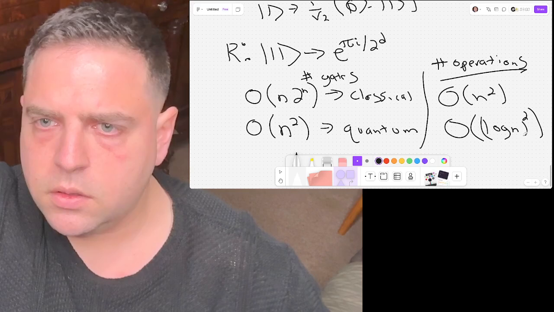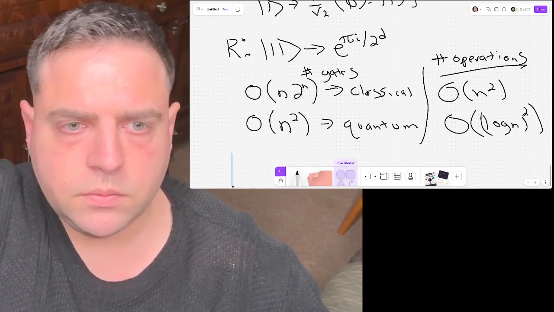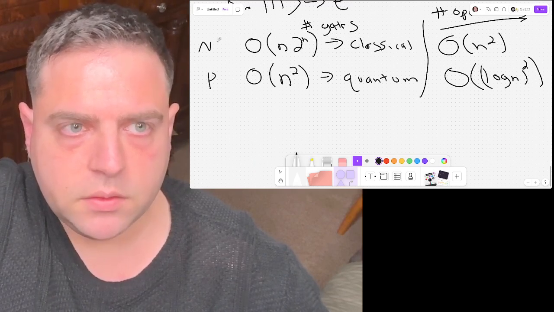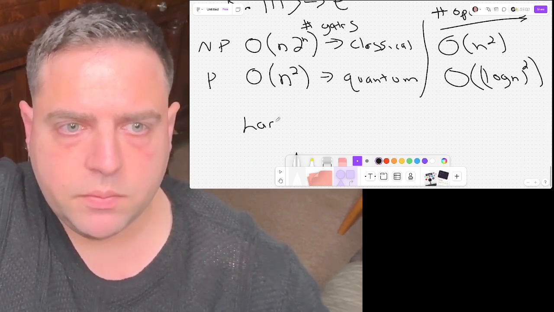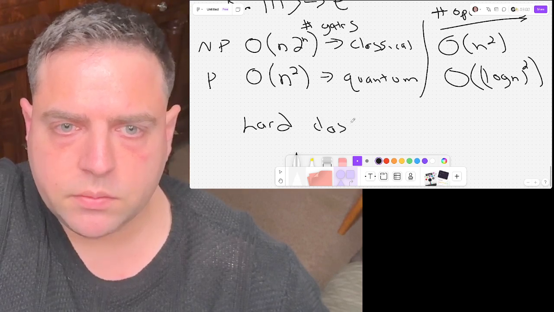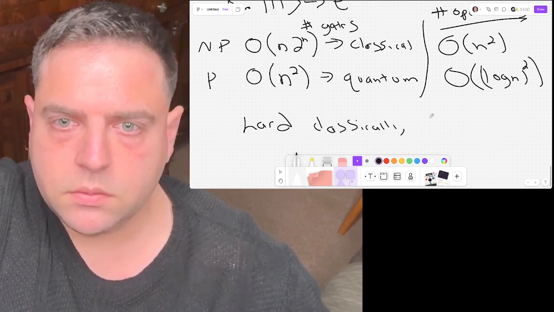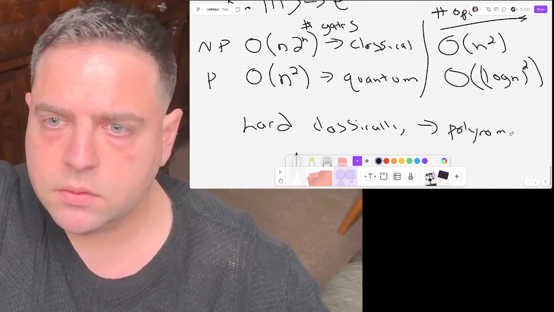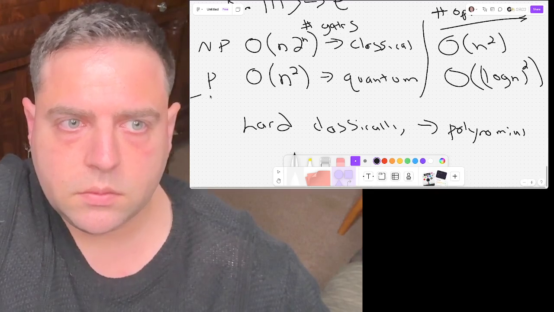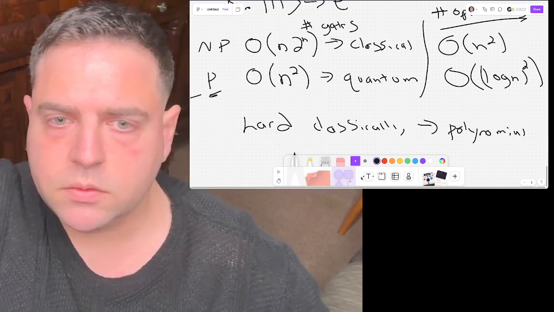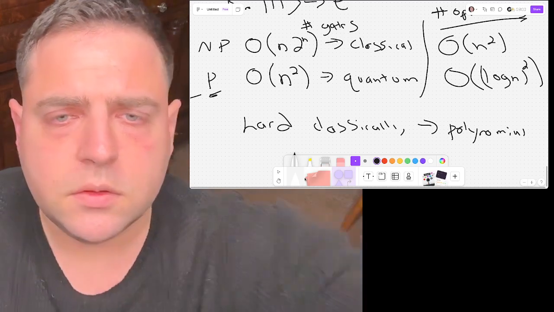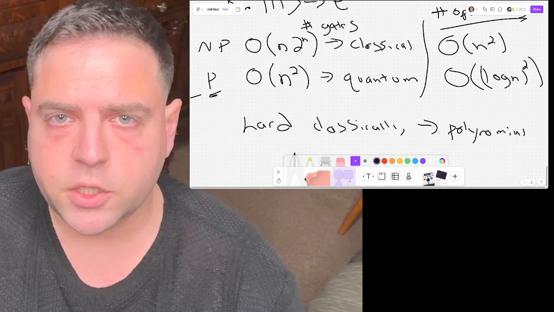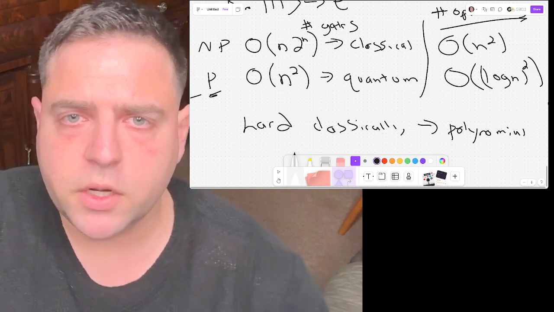Good. So this is actually an example of a hard problem classically being reduced to polynomial gate size with the quantum algorithm. So great. So that's the quantum Fourier transform basically in a nutshell. There's your example of it running through the circuit.